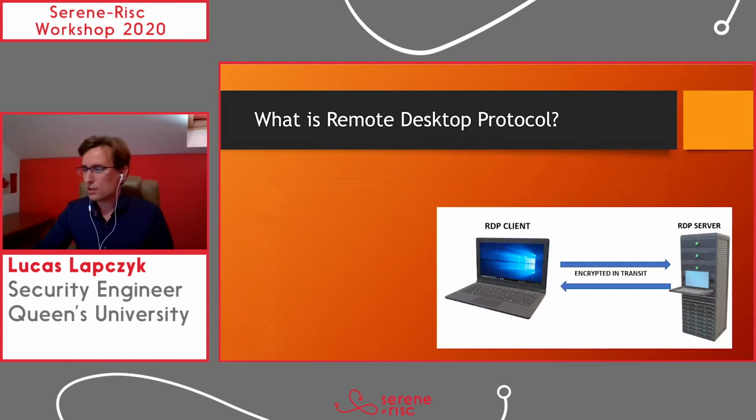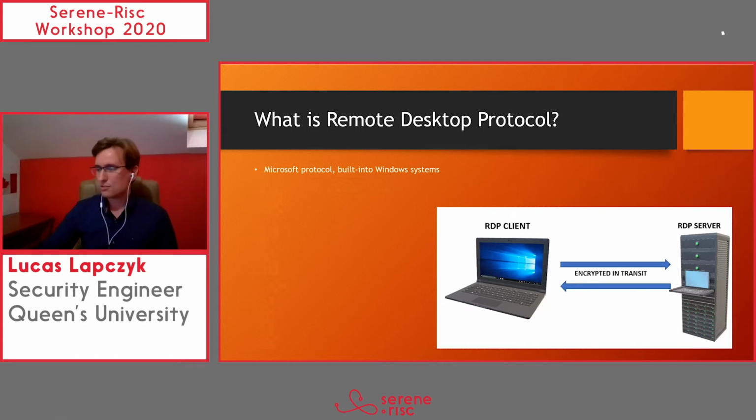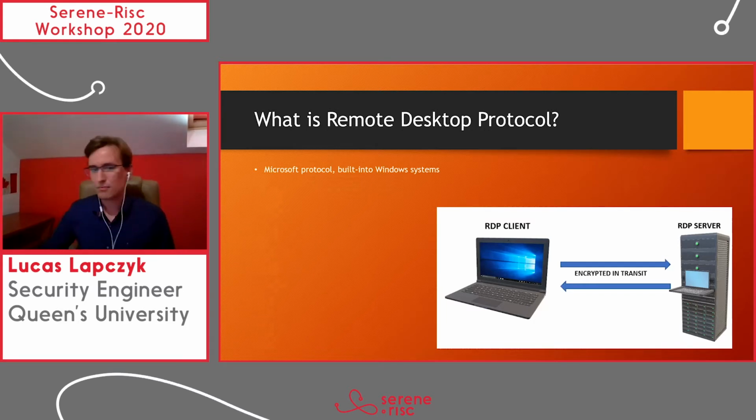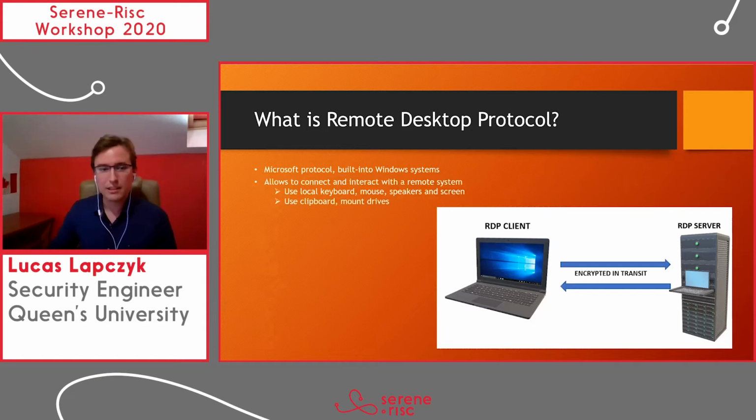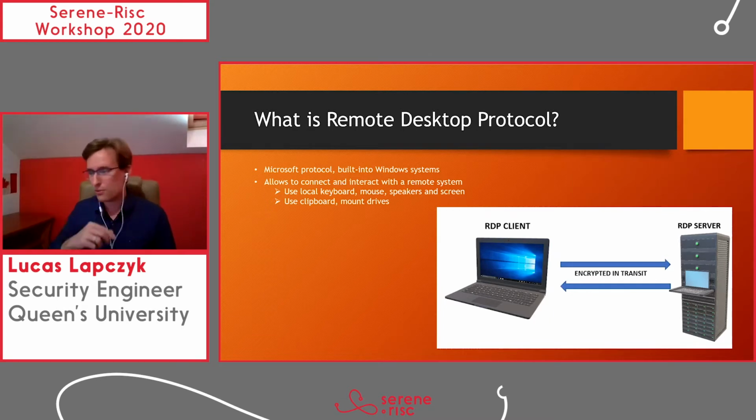So what is the Remote Desktop Protocol? Just a very short intro. It's a Microsoft protocol built into Windows operating systems. As you can see on the diagram, there is an RDP client connecting to an RDP server. The client can talk via Remote Desktop Protocol to the server. The user can perform tasks on the server by using a local keyboard, local mouse, local speakers, and local screen. The user can also use the clipboard and mount drives to exchange files back and forth.